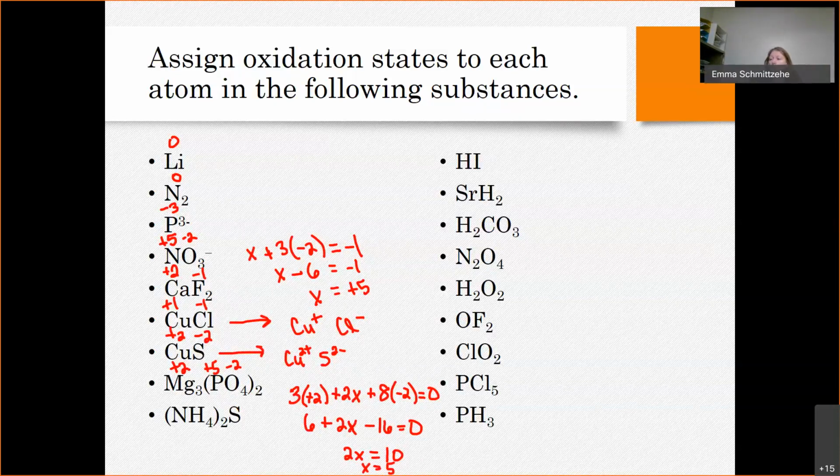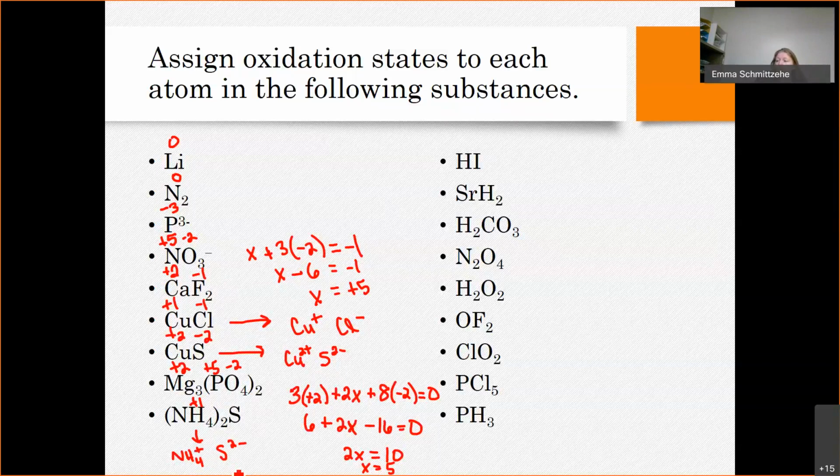Now, next one, we have the (NH4)2S, okay? And so with this, well, I know that hydrogen, when hydrogen is with any other nonmetals, it has to be +1. Right? But then I have a problem because I have nitrogen and sulfur, and I wasn't told anything about either one of those. So what you need to realize is that is an ionic compound. So you can break it into its ions to help you. So if you break that into its ions, it's NH4+ and S2-. Okay, so those are the ions that make that up.